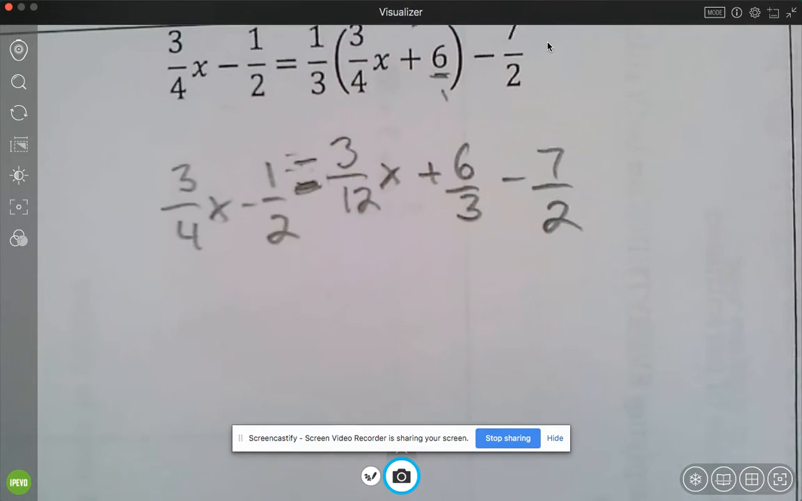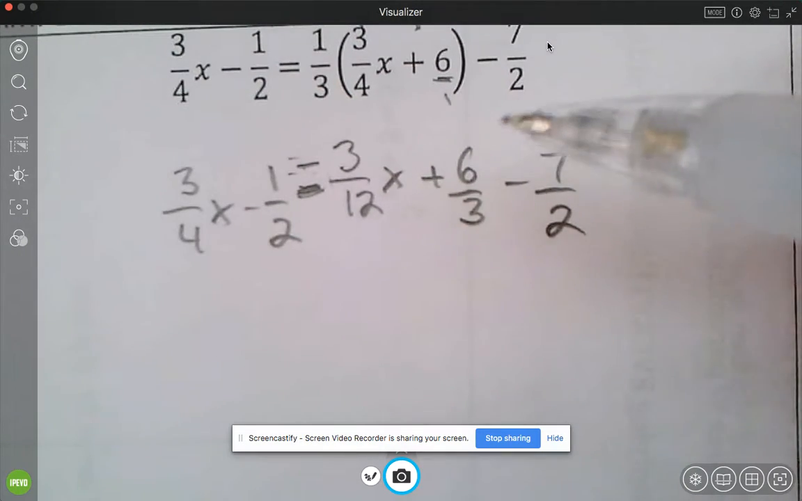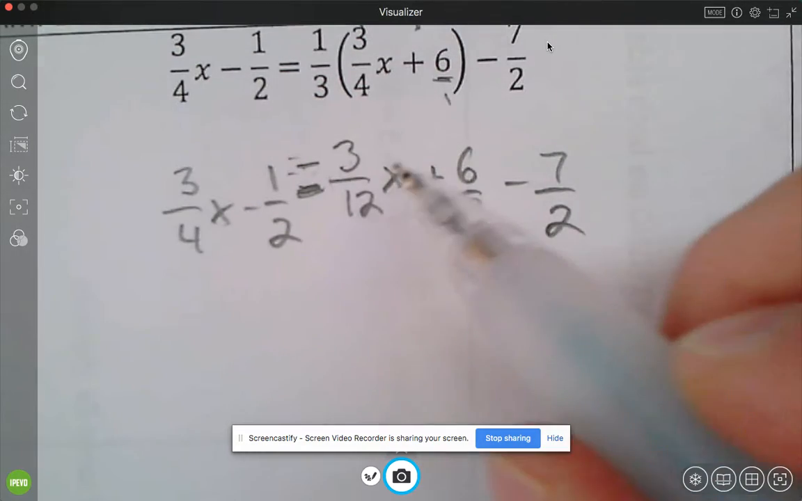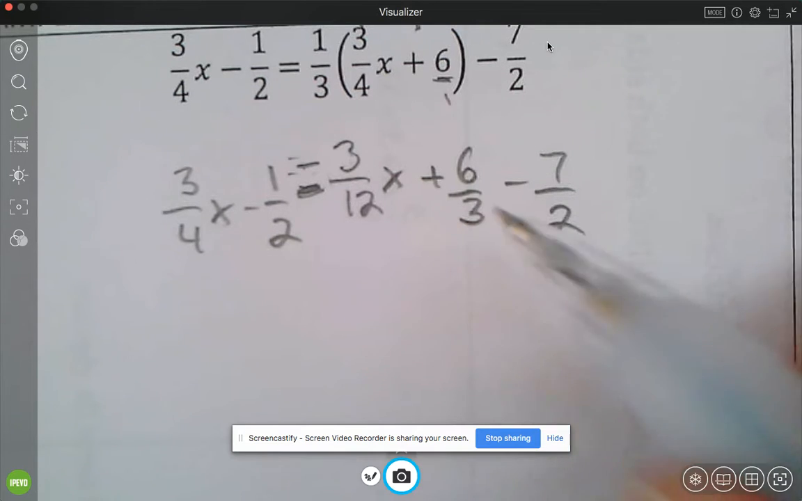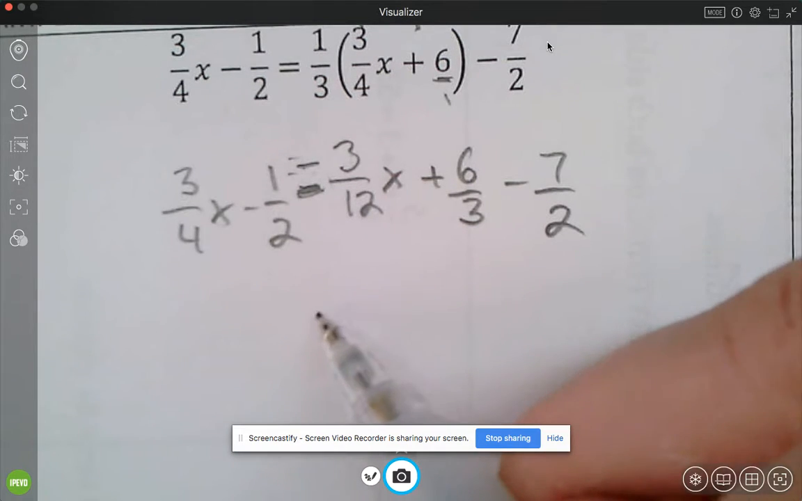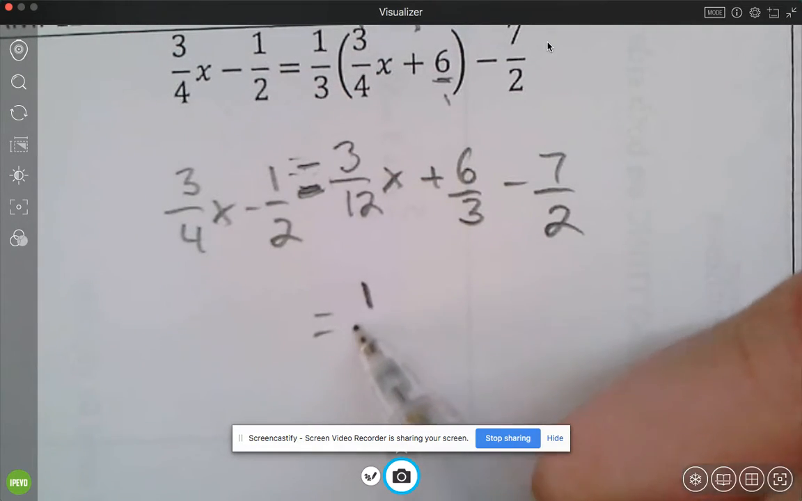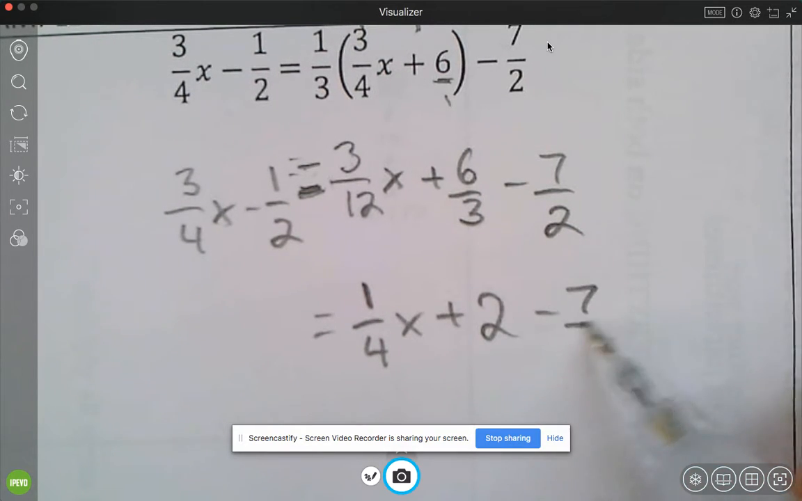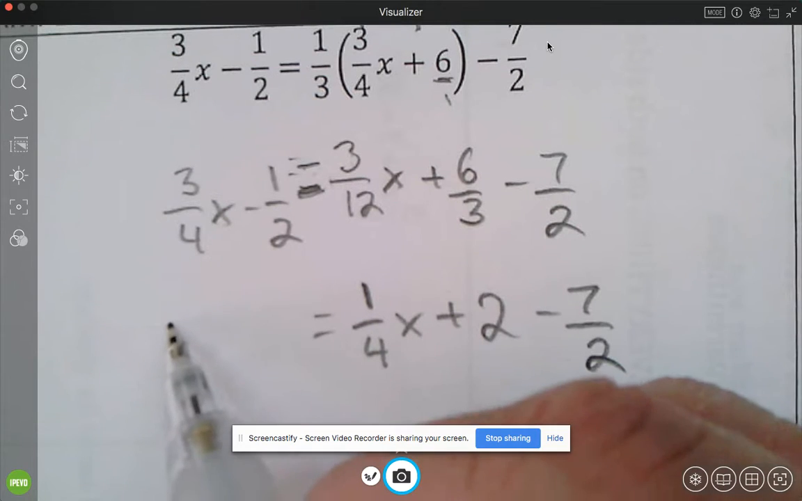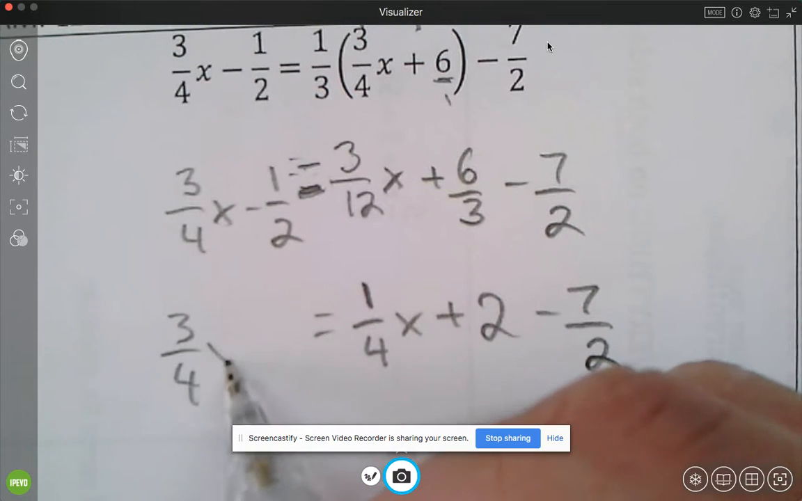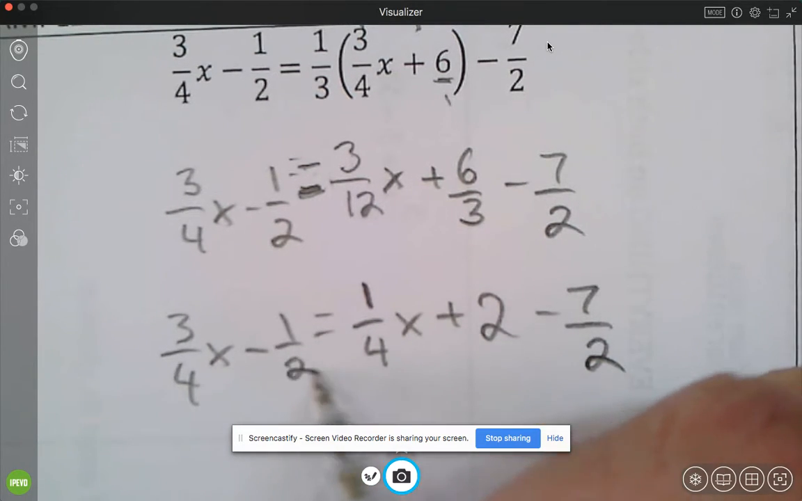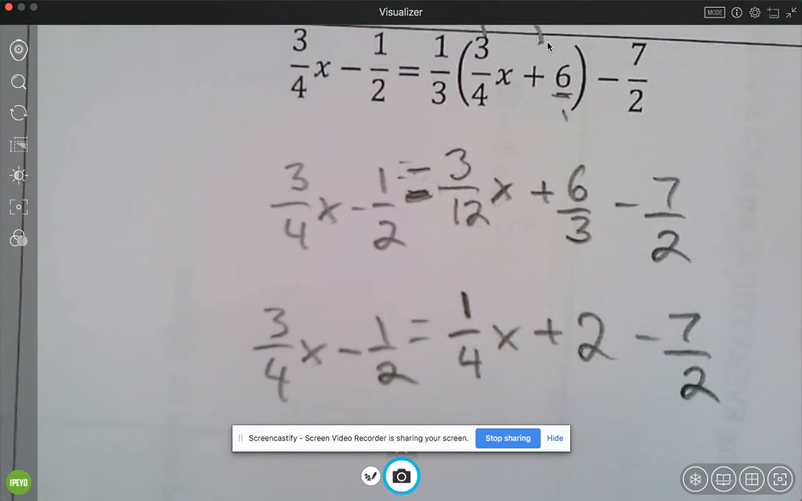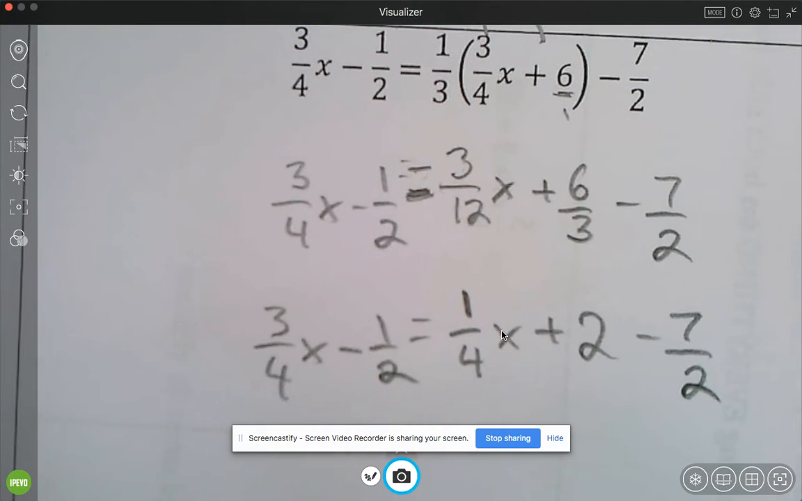Want to clear all those fractions. And it looks like these can be simplified. So maybe we can write it even neater. What is 3/12 and 6/3 simplified to? Yeah, that's really just 1/4 x plus 2 minus 7/2. And on this side, you're left with 3/4 x minus 1/2. All right, good luck solving and clearing this fraction equation.